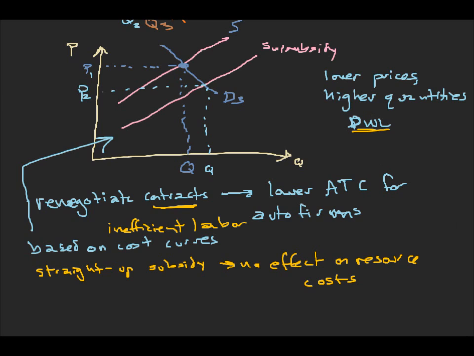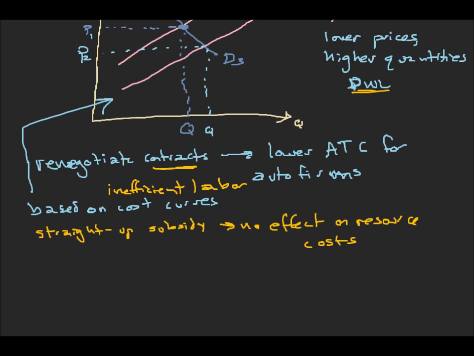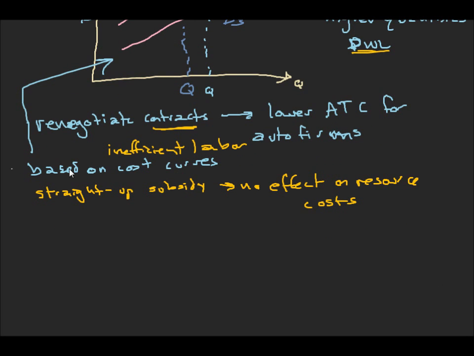In this case, there is actually an effect on the resource costs, right? What does that mean? Well, what this means ultimately is that it might be a good thing to have government intervention in a case like this. It might not be, but it's not as straightforward as the subsidy example. This could allow us, right? So if we have lower ATCs, this is how you develop a comparative advantage.